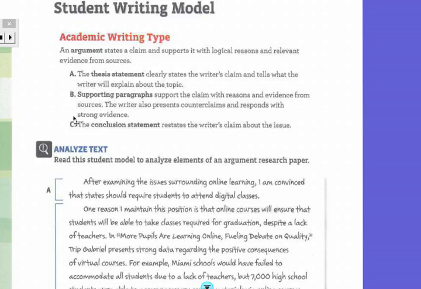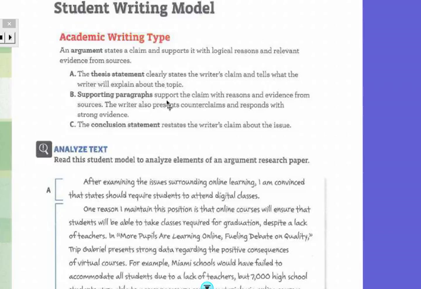There are three parts to an argument. The thesis statement. The thesis statement clearly states the writer's claim and tells what the writer will explain about the topic. That's the thesis statement. The supporting paragraphs support the claim with reasons and evidence from sources. Sources. The articles that we read are sources.